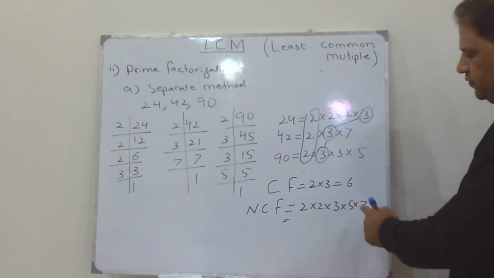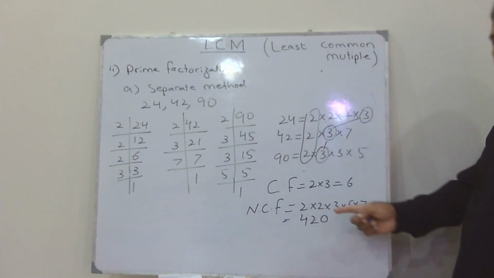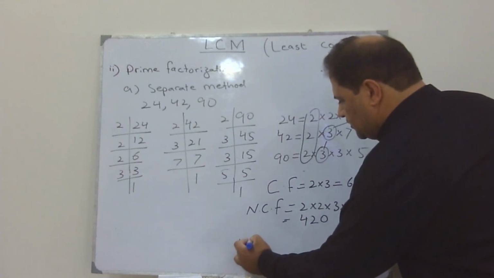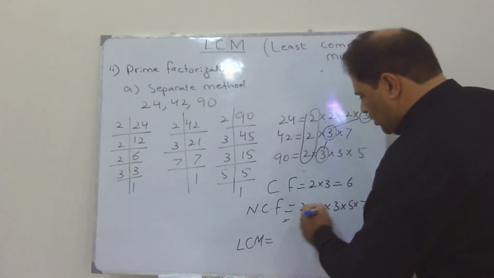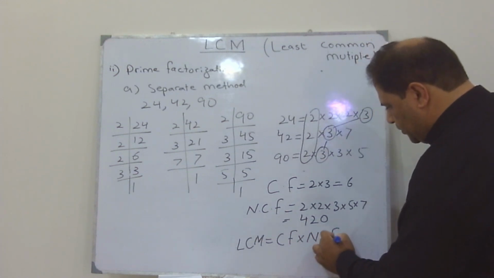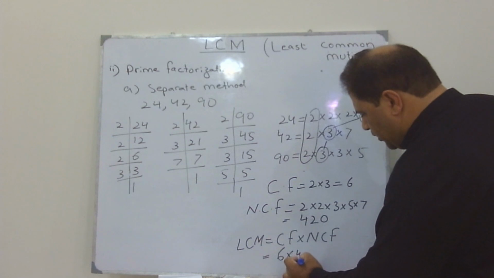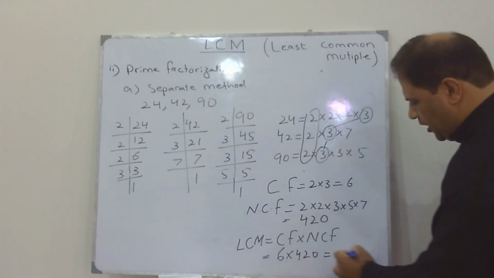2 fours are 8, 3 is 12, 60, 7 sixes are 420. This is 420. Now the required LCM is common factor multiplied by non-common factor, that is 6 multiply 420. You will multiply them and you will get the final answer.